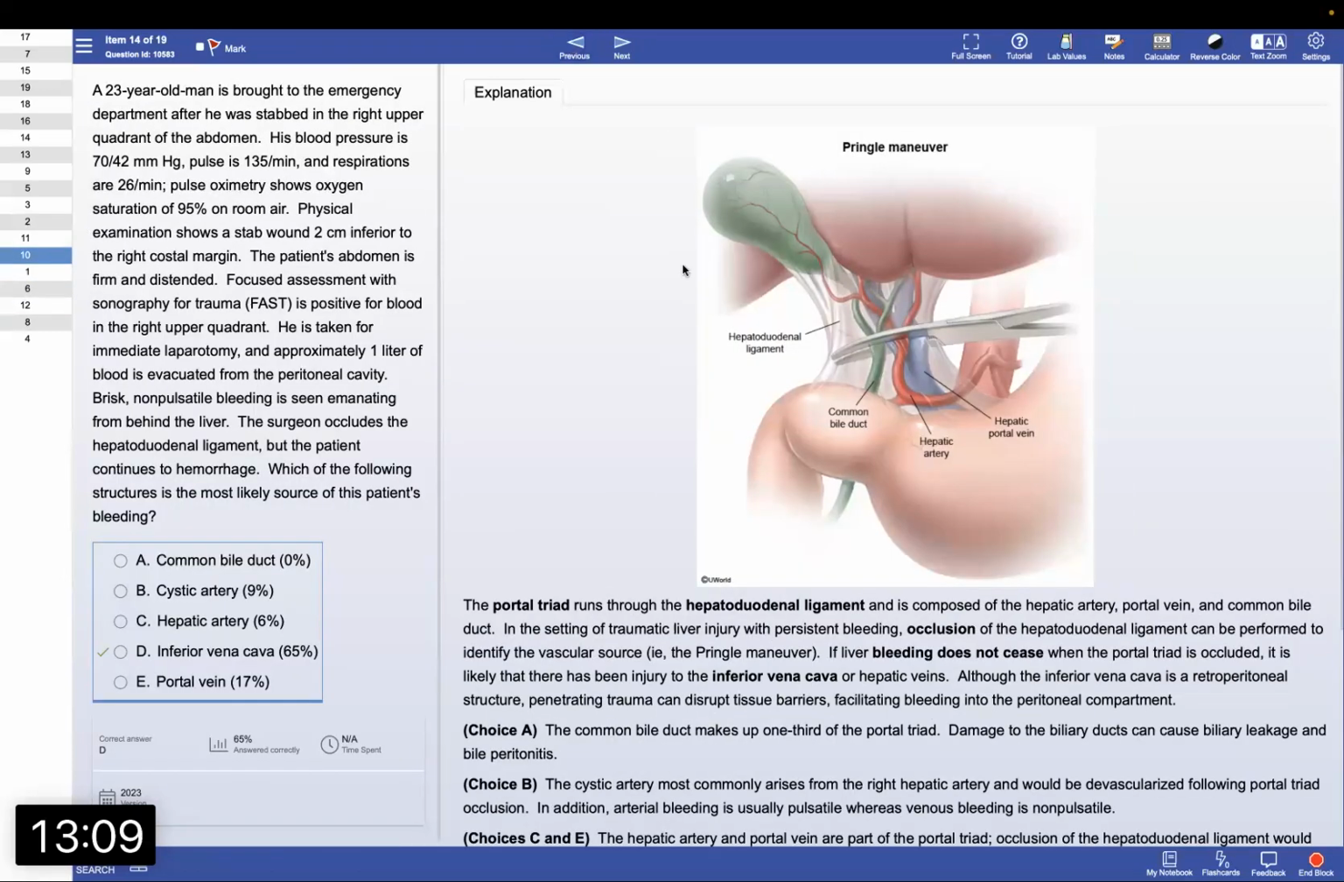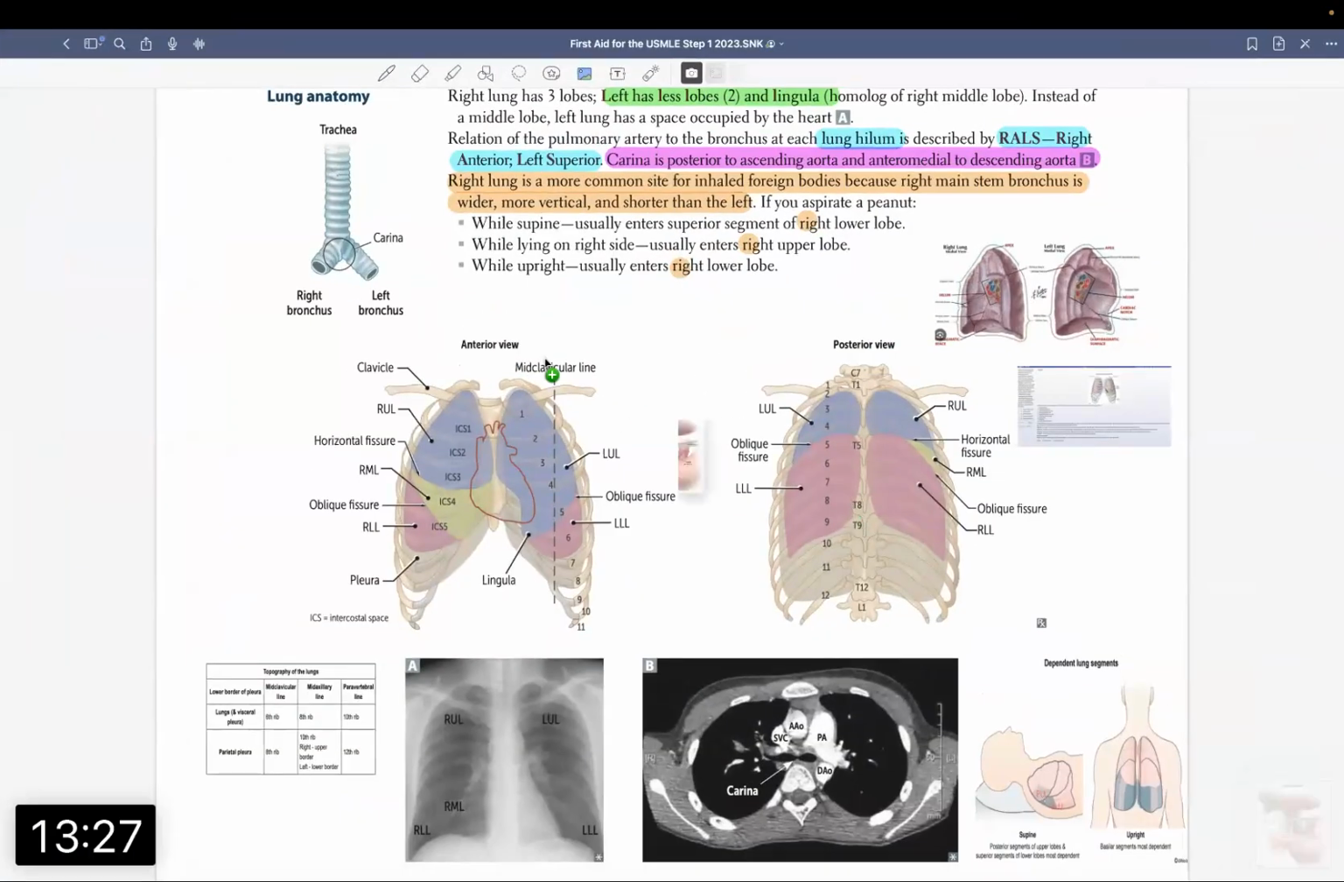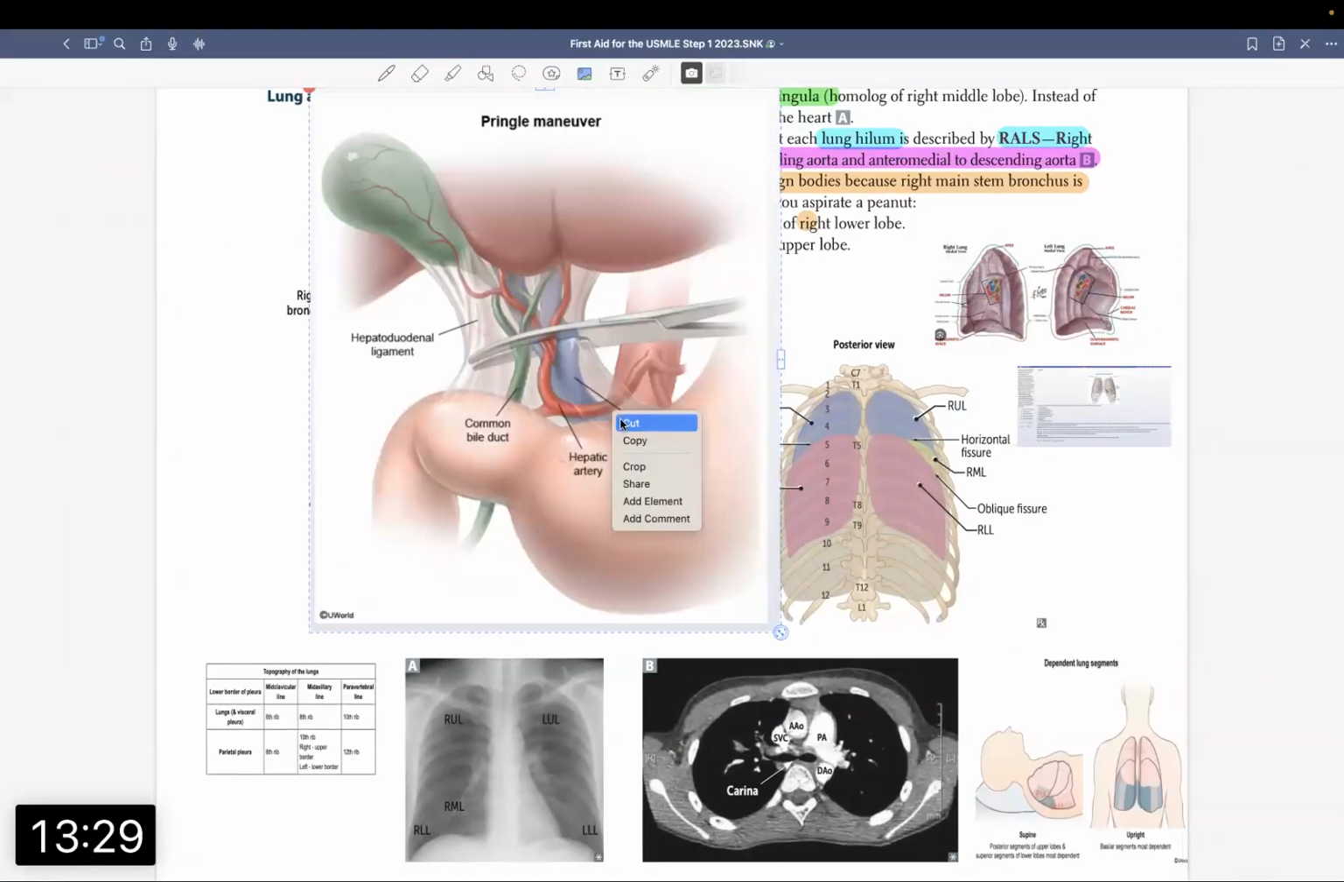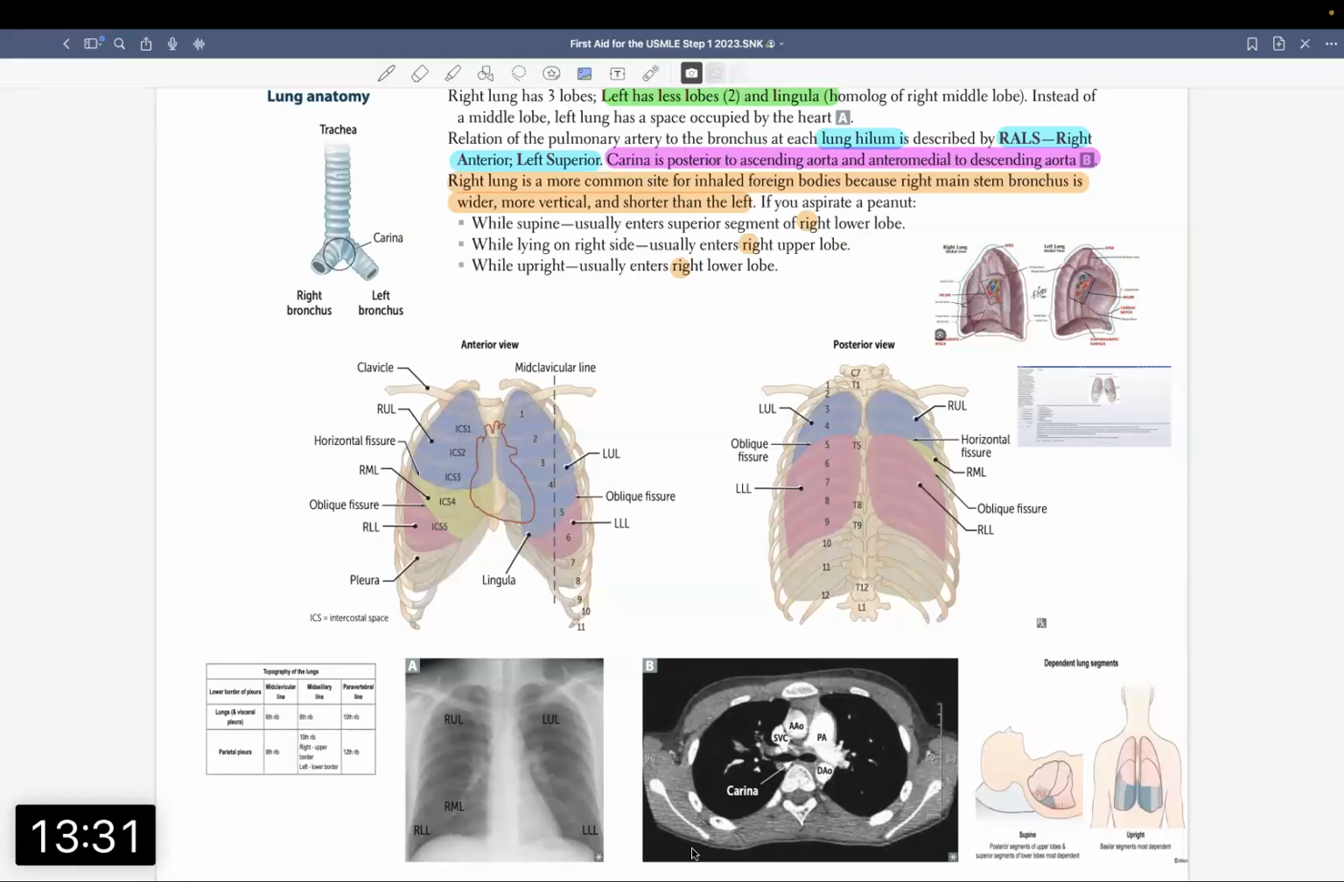This also we saw, the Pringle maneuver, in the GIT. If it's occluded and there still continues to be hemorrhage, then the source is the inferior vena cava. Because we are compressing the hepatic structures: the common bile duct, hepatic artery, and the portal vein. So that was the Pringle maneuver, like you're holding a Pringles chip. Okay, what else on this page?